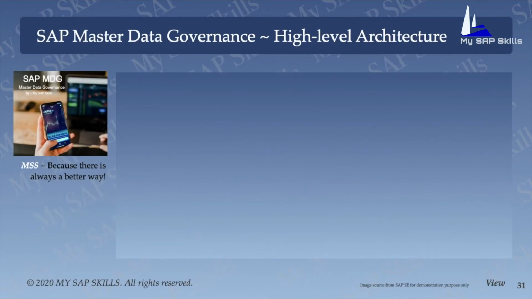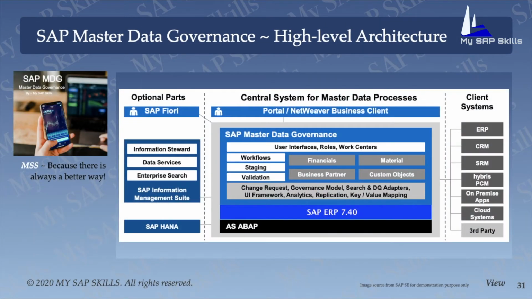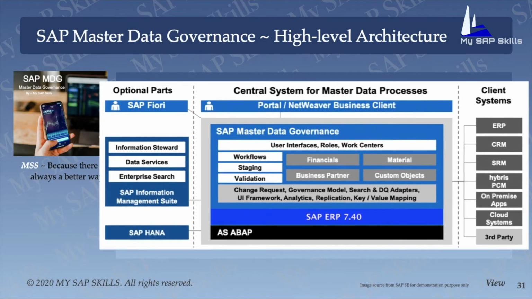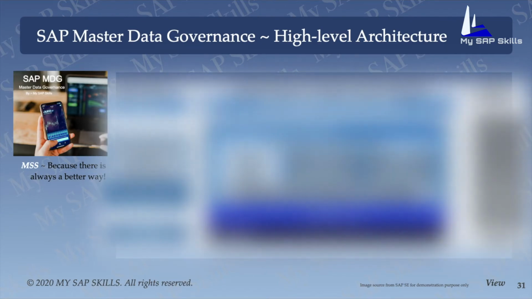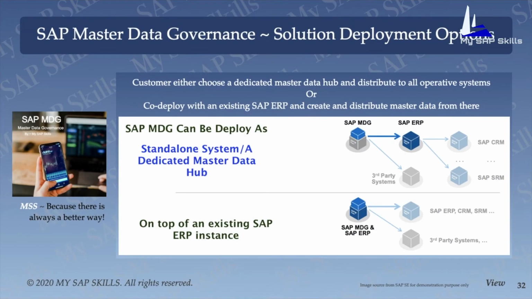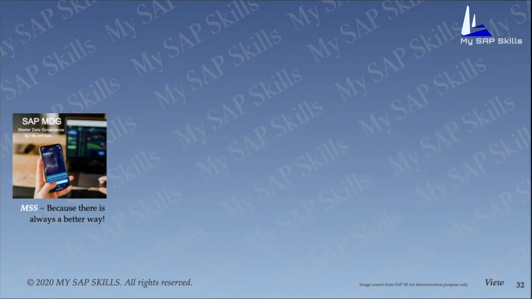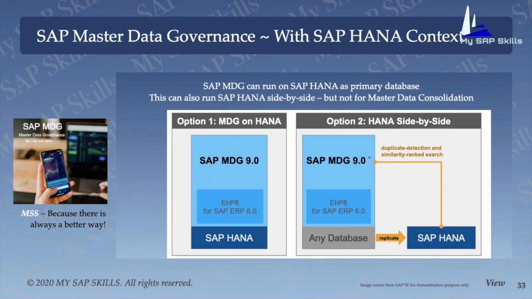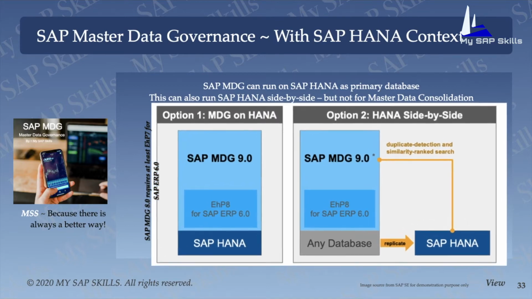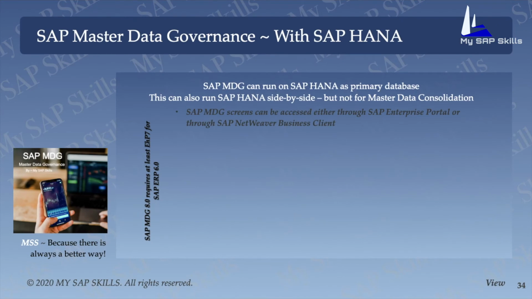Now we will understand the high-level architecture of SAP Master Data Governance. MDG is delivered as a business function within the SAP ECC system, with multiple available key options, like deployment as a standalone hub, or on top of an existing ERP instance. Optional embedding of HANA Search. Replication into various applications including S4 HANA, as you can see on the screen. SAP MDG screens can be accessed either through SAP Enterprise Portal, or through SAP NetWeaver Business Client.